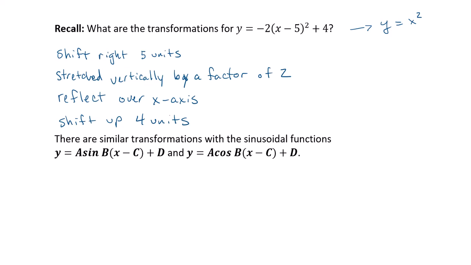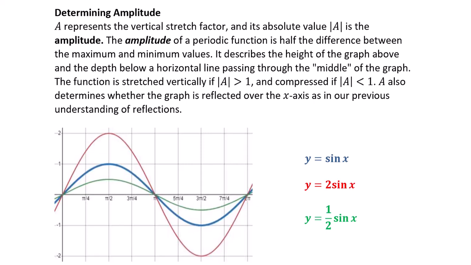There are similar transformations with the sinusoidal functions. y equals a sine of b times (x minus c) plus d, and y equals a cosine of b times (x minus c) plus d. Determining amplitude: a represents the vertical stretch factor, and its absolute value, |a|, is the amplitude.